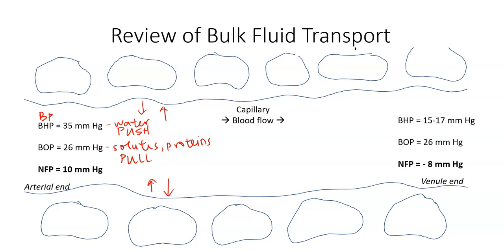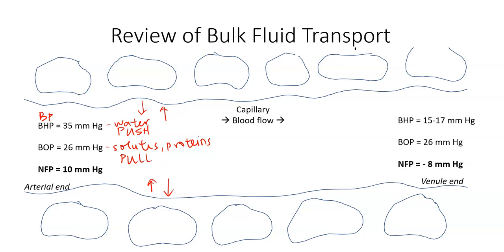Now, let's talk about what's happening along the length of our capillary. At the arterial end of our capillary, you'll notice that blood hydrostatic pressure is around 35 millimeters mercury. The pulling pressure, the osmotic pressure, is only 26 millimeters. In fact, it tends to stay stable across the length of the capillary. So you'll notice at the venular end, it's still 26 millimeters mercury.